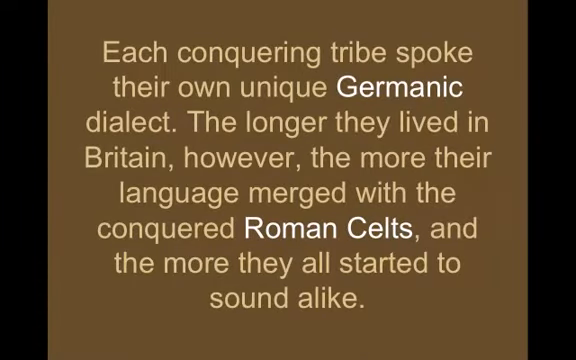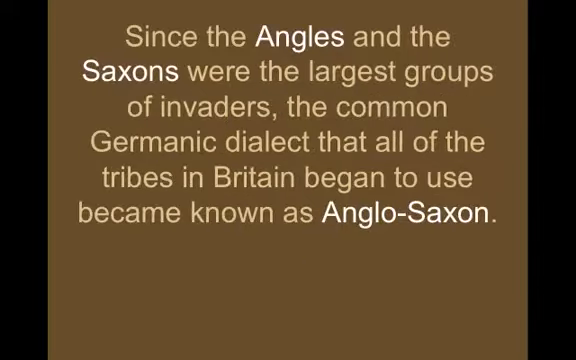Each of these conquering tribes spoke their own unique Germanic dialect. But the longer they lived in Britain, the more their language merged with the conquered Roman Celts, and the more they all started to sound alike. Since the Angles and the Saxons were the largest groups of invaders, the common Germanic dialect that all of the tribes of Britain began to use became known as Anglo-Saxon. The English language developed from Anglo-Saxon.